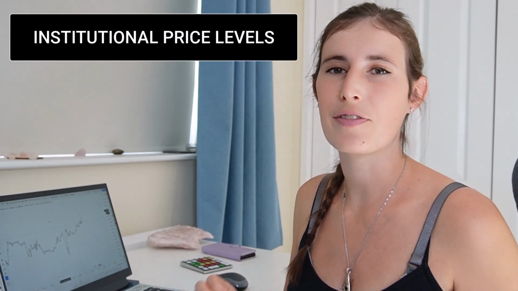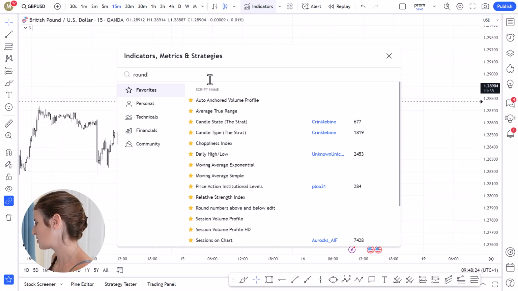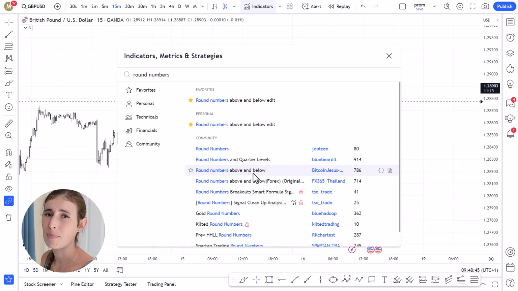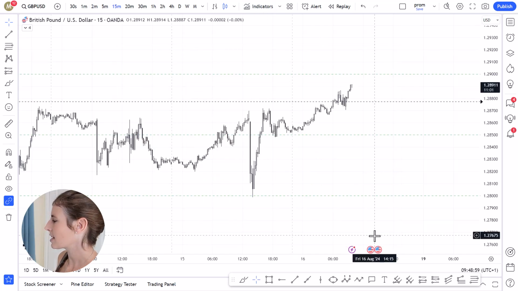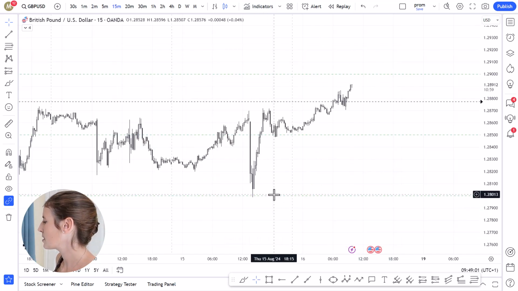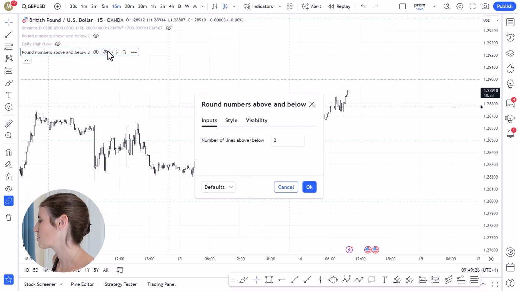My next indicator draws upon institutional price levels. You may hear me refer to this a lot in my videos, and let's find that indicator now. So once again, we'll click on indicators. This one is called round numbers above and below. And once again, there'll be a few different varieties here. I like to use this one here by Bitcoin Jesus. And once I click on that, you may notice that it's automatically drawn these dashed horizontal lines onto my chart. But once again, we can click on the cog here to bring up the settings.